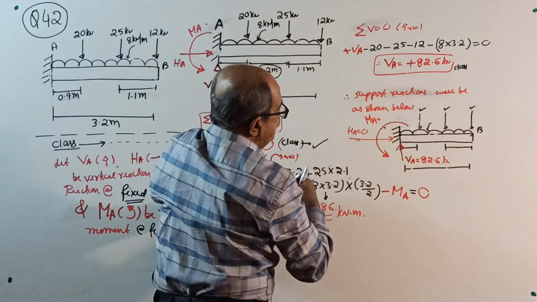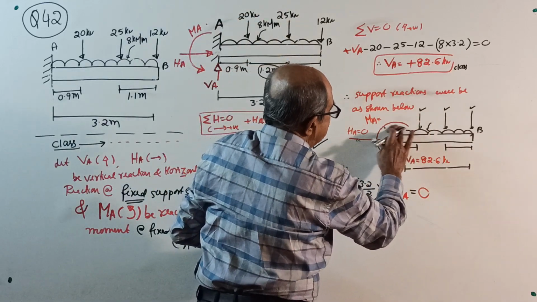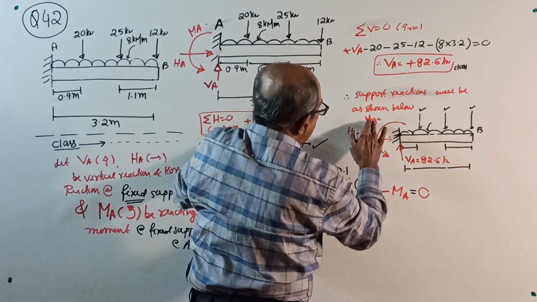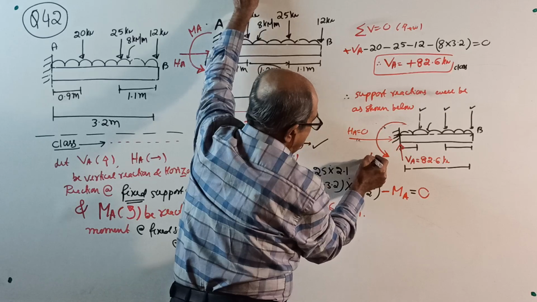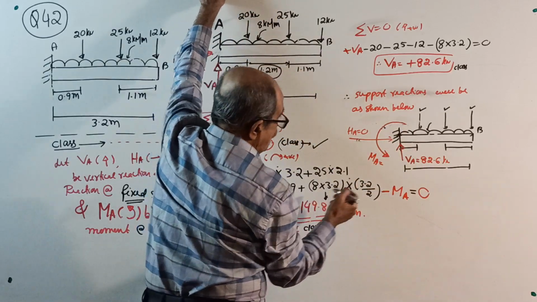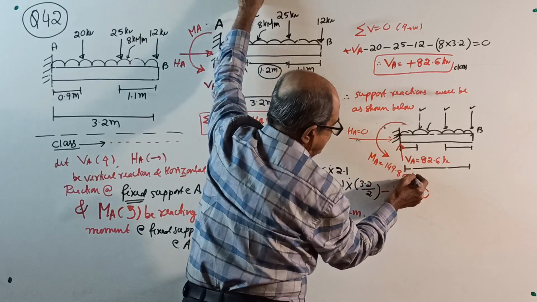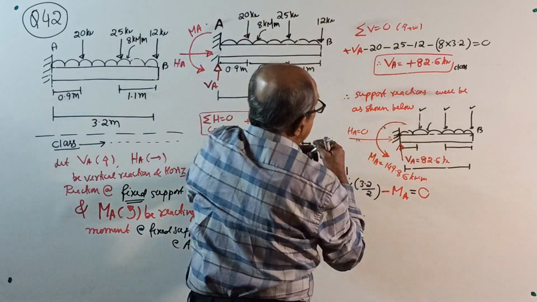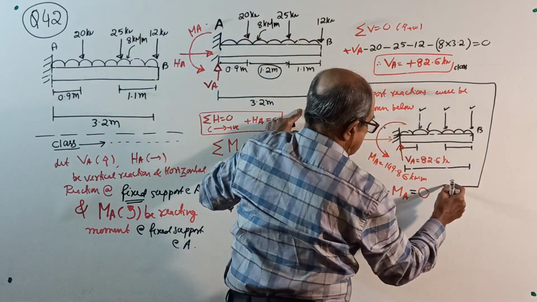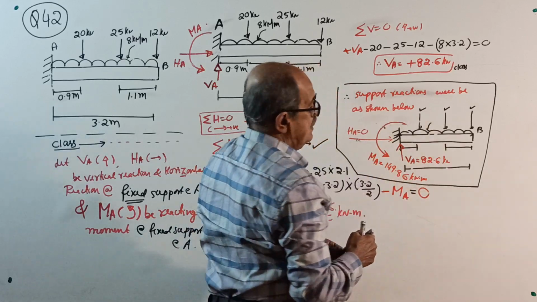Wherever you want, write here, MA equal to... okay, I write here, not there. MA equal to 149.86 kilonewton meter is the final answer we got. This is the answer.